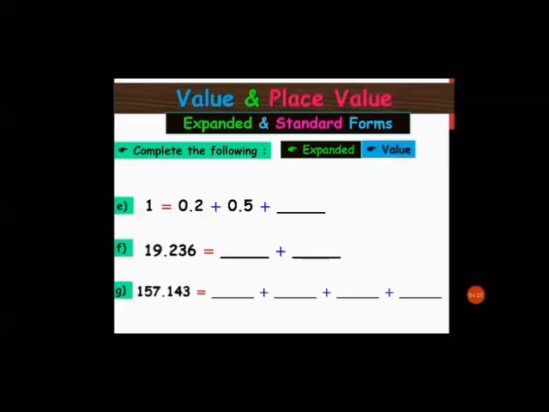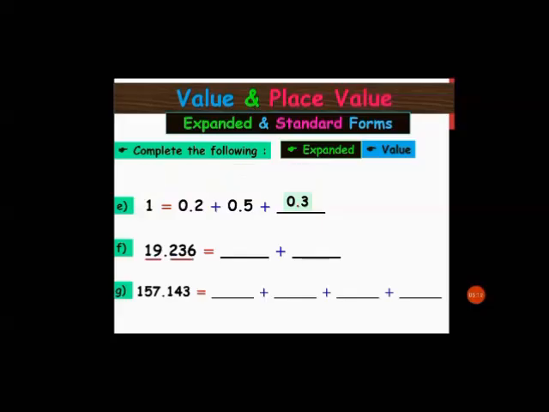So complete the following, also find the expanded form. So I'm going to find the value for each number. So 1 equals 0.2 plus 0.5 plus what? Now I will ask myself, 1 equals what? It's 10 over 10. 0.2 is 2 over 10, and 0.5 is 5 over 10. So 5 plus 2 equals 7. What's remaining for the 7 to reach the 10? So it's 0.3.